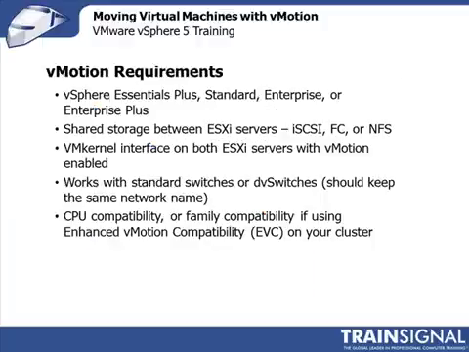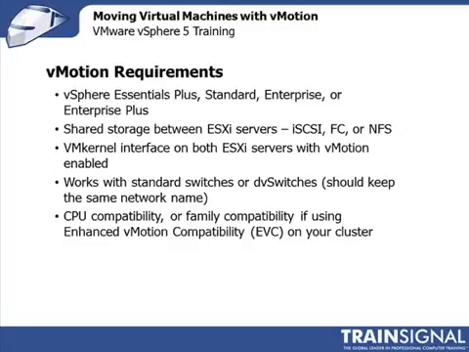Even though vMotion is one of the most well-known features of VMware vSphere, there are some very strict software and hardware requirements that you need to meet in order to be able to use it. First off, you need a specific vSphere license. That license could be either Essentials Plus, Standard, Enterprise, or Enterprise Plus. If you have the free vSphere Hypervisor or vSphere Essentials without the Plus, you won't be licensed to use vMotion on that vSphere server.